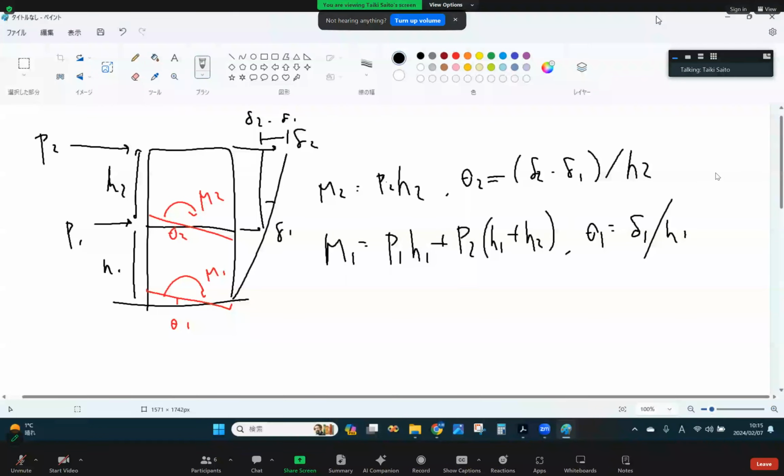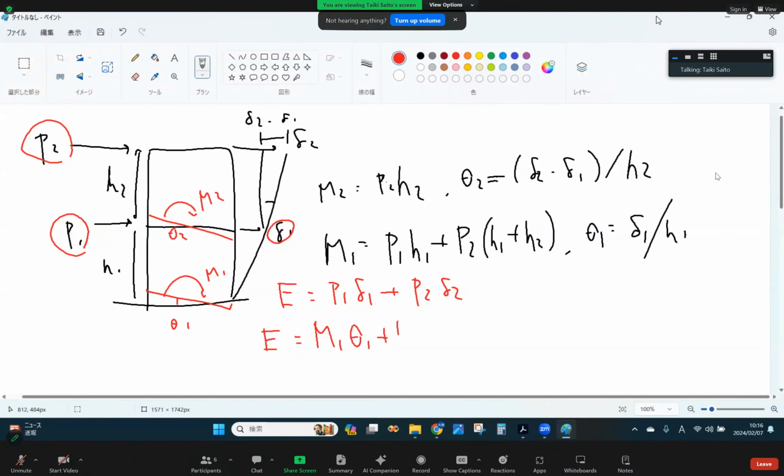The energy was, so when we look at the horizontal load, energy is force multiplied by deformation, P1 delta 1 plus force multiplied by deformation, P2 delta 2, and also another energy from moment, M1 theta 1 plus M2 theta 2.